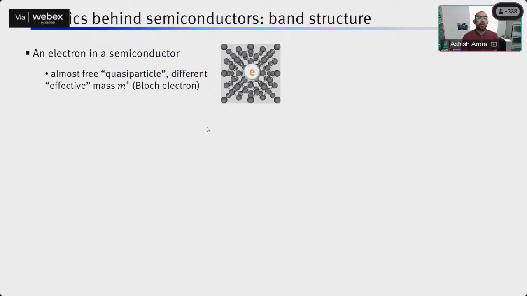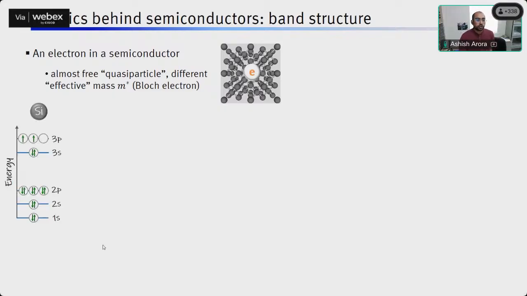But the question is how the bands are created. Well, suppose we have an isolated atom. Suppose I have an isolated silicon atom. Then I have 4 electrons here in the outermost shell.